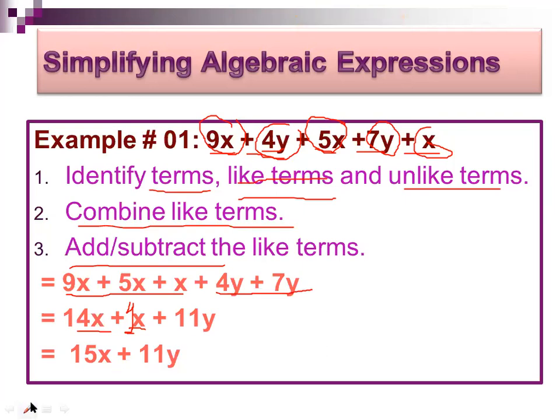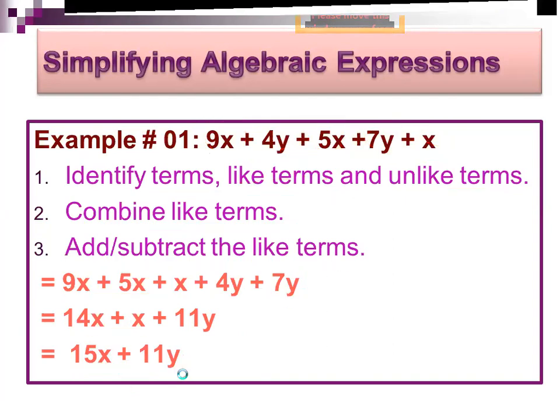Now you are not going to write 15 plus 11 equals 26. No. You will end your answer here, because these are different variables, x and y, so you cannot add them. So this is your final answer. Because the variables are different, you cannot add them. You have to only add or subtract the like terms. These are not like terms, so you cannot add them.